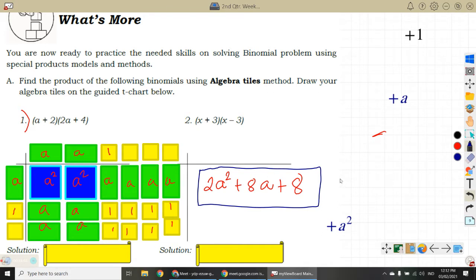By using algebra tiles, we have computed the polynomial, the product of the two binomials. Okay, and the answer is 2a squared plus 8a plus a. So, do you understand? Naintindihan ba? Let's have another example.